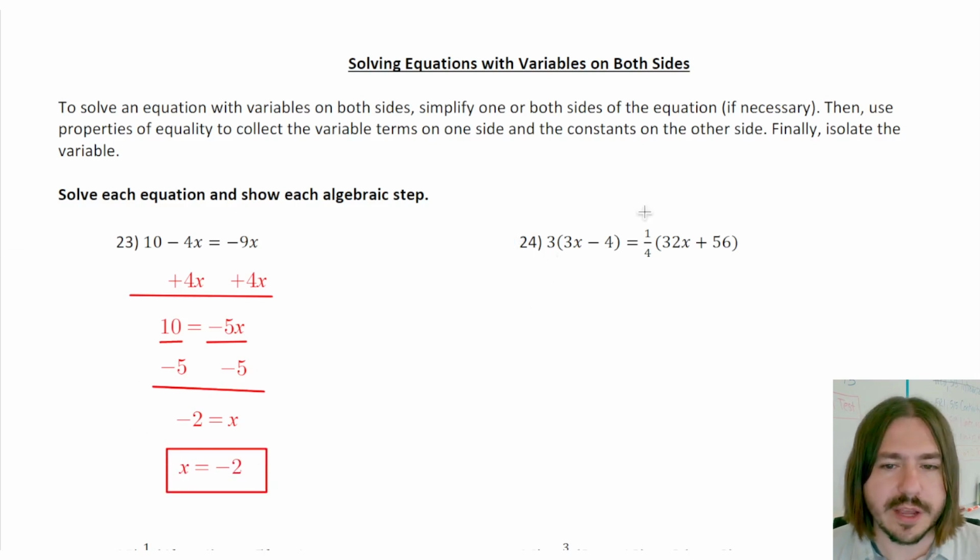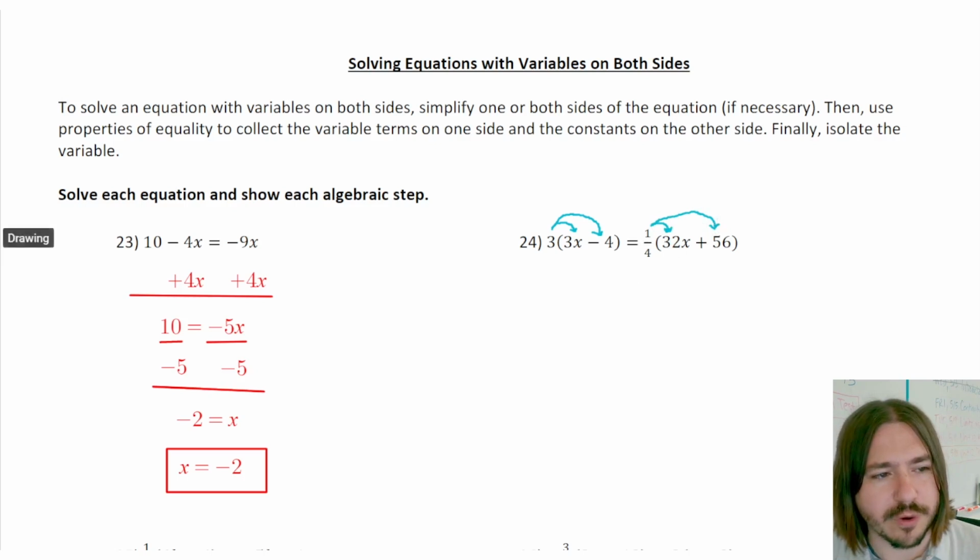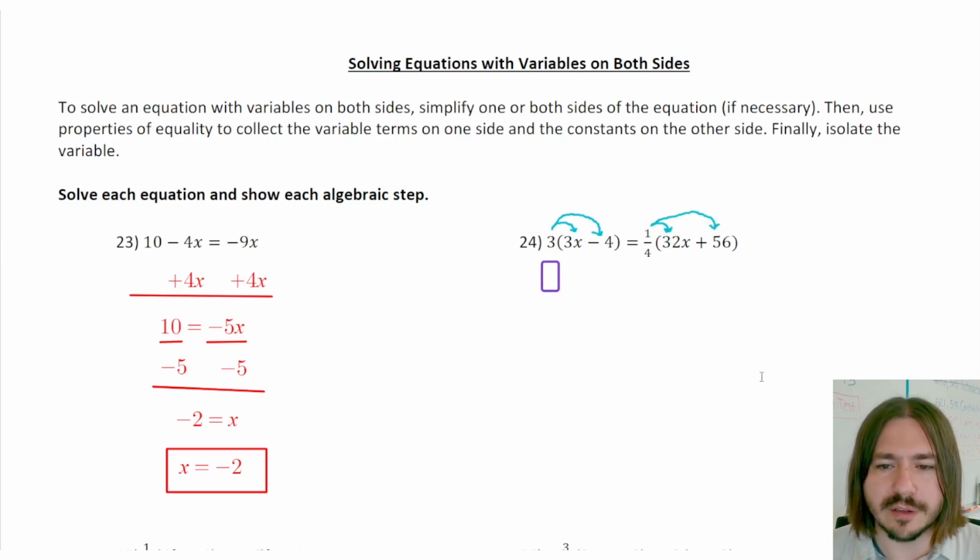Number 24 is going to be kind of similar, just has a little bit more going on with it. So I do need to apply the distributive property first here, so I'm going to multiply 3 by both of these terms, and I'm going to multiply 1/4 by both of these terms. Now, multiplying by a fourth is pretty much the same thing as dividing by 4, so whichever way is easier for you to mentally compute that, you want to think about it that way.